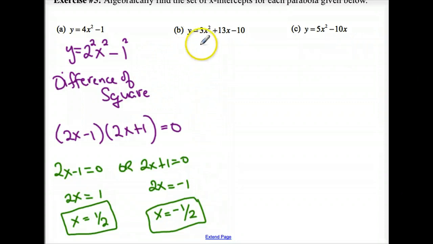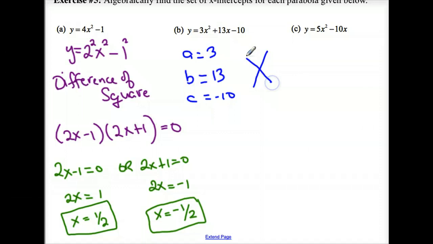Example 2 says a is equal to 3, b is equal to 13, and then my c is equal to -10. Multiplying a and c, I have -30 on the top and 13 on the bottom. Two numbers, when I multiply them, I get -30, and when I add them, I get +13. Those numbers are 15 and -2.